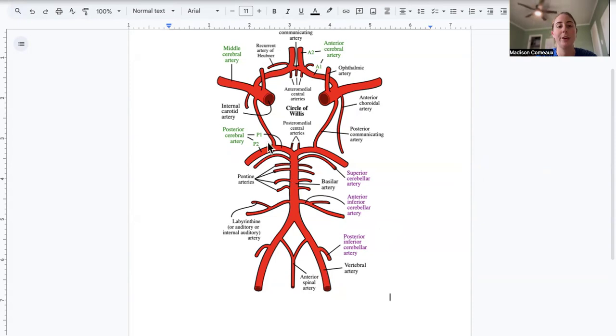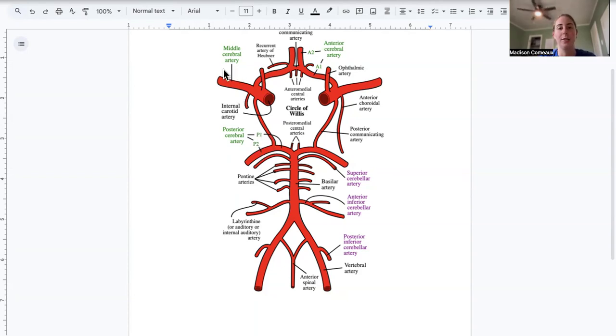And if we move up here, we have the posterior cerebral artery. And this artery supplies the occipital lobe, the inferior part of the temporal lobe, and deep structures such as the thalamus. And if there's a lesion in this artery, a patient is going to have contralateral sensory impairments and contralateral weaknesses.